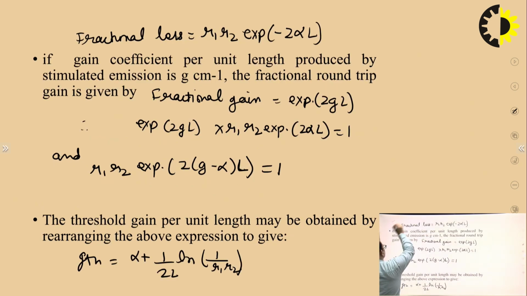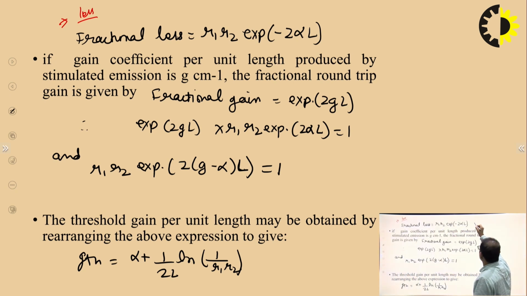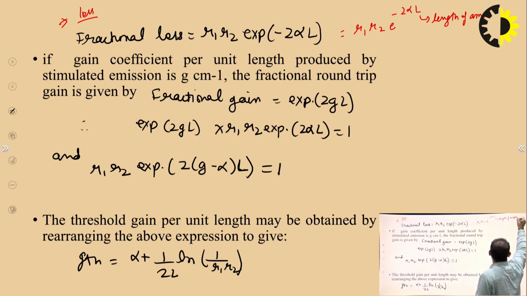Now first of all we will talk about the loss. The fractional loss will be equal to what? R1 into R2 into e to the power minus 2 alpha L. This L is the length of the cavity, the length of the amplifying medium, and alpha is the attenuation. Clear?